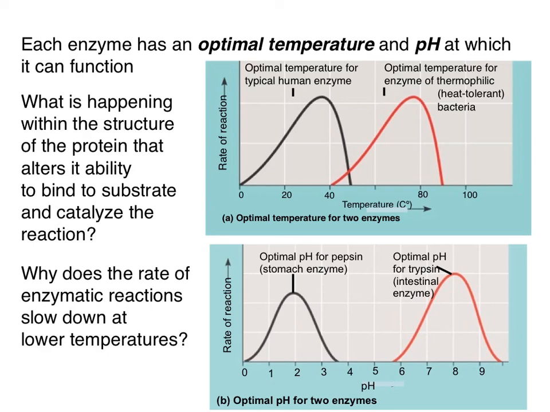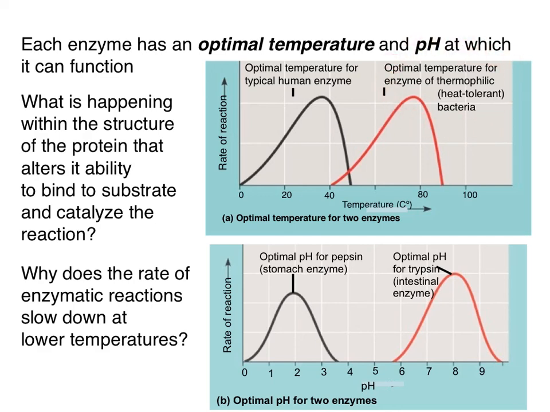So in this example, we have temperature on the x-axis, and we have the rate of the enzyme catalyzed reaction on the y-axis. And you can see that there are two different enzymes, a human enzyme and a bacteria enzyme, that have two different optimal temperature values. In the case of human beings and most mammals, the optimum temperature is going to be somewhere around 37 degrees Celsius. That's just going to be true for most enzymes that are found in mammalian cells.